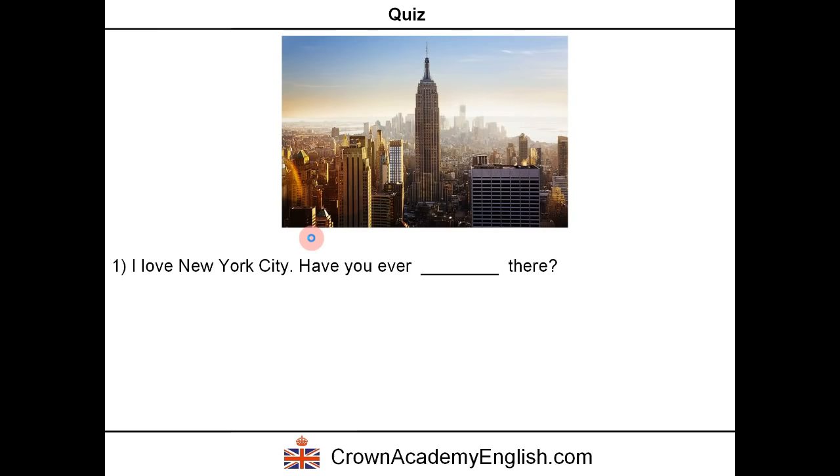Question 1. Okay, so here it is. And I want you to tell me, is the answer been or gone? And I'll give you 3 seconds. So the answer here is, I love New York City. Have you ever been there? So remember, here we are asking someone about their travel experience. So we use been.